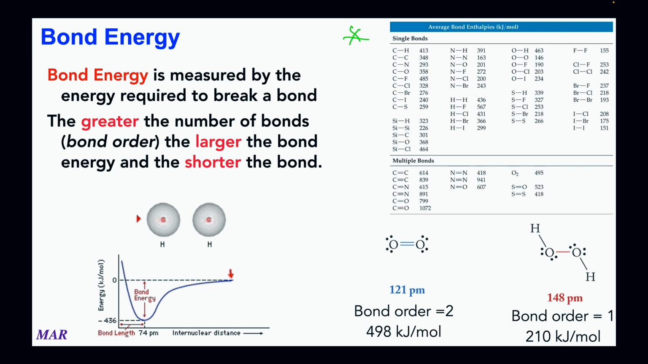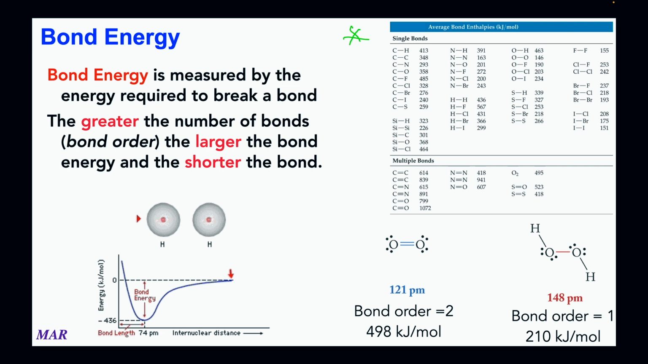So in the upper right-hand corner right there, we have a whole bunch of different bond enthalpies. And those are the energies required to break the bonds in half. So C and H there at the top is 413 kilojoules per mole. CC is 348 when it's a single bond, CN 293, etc., etc. So those are for single bonds.